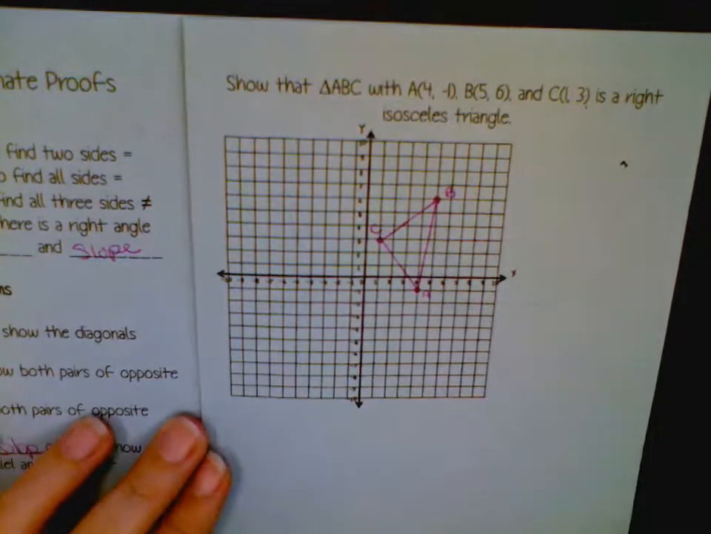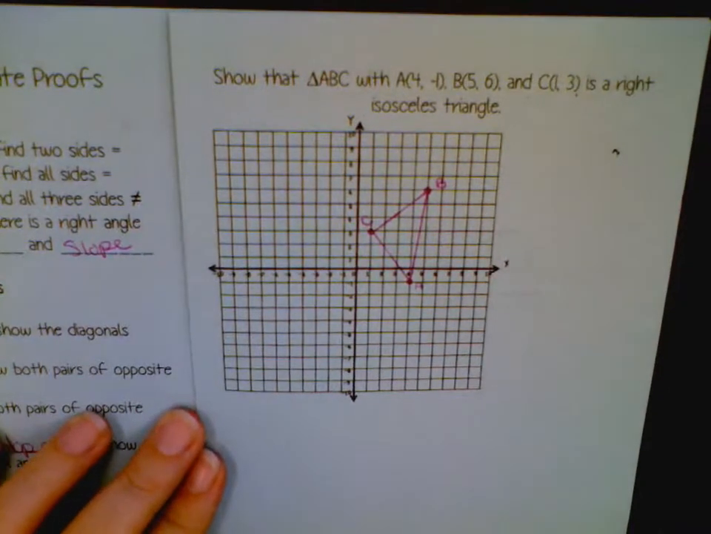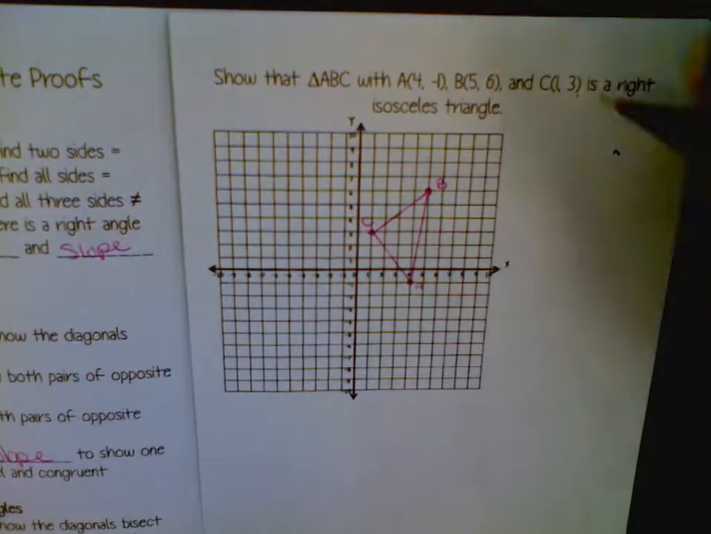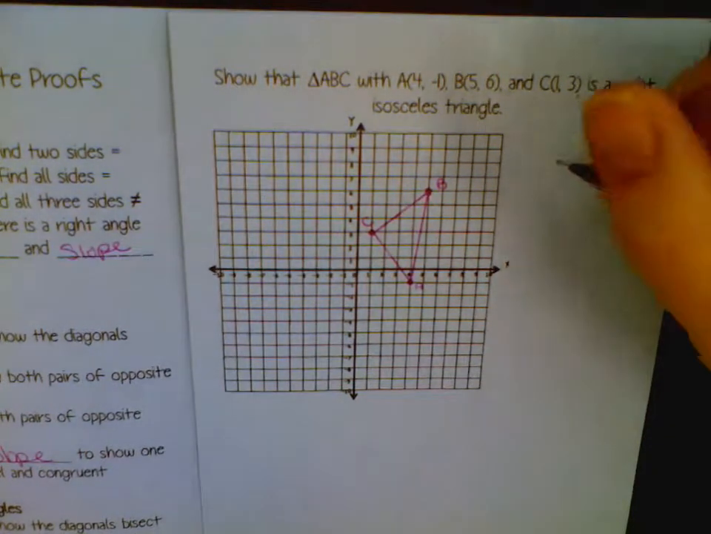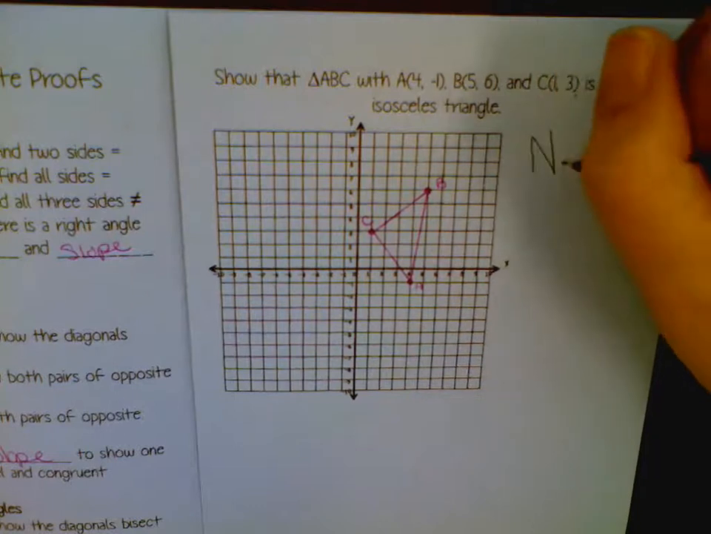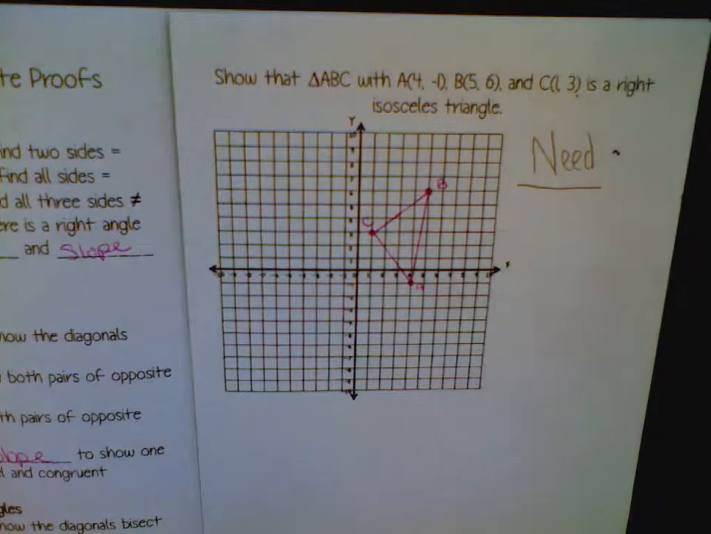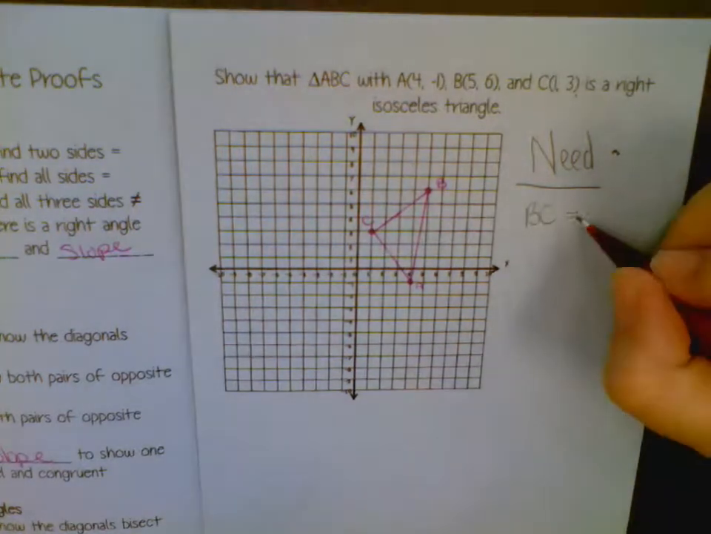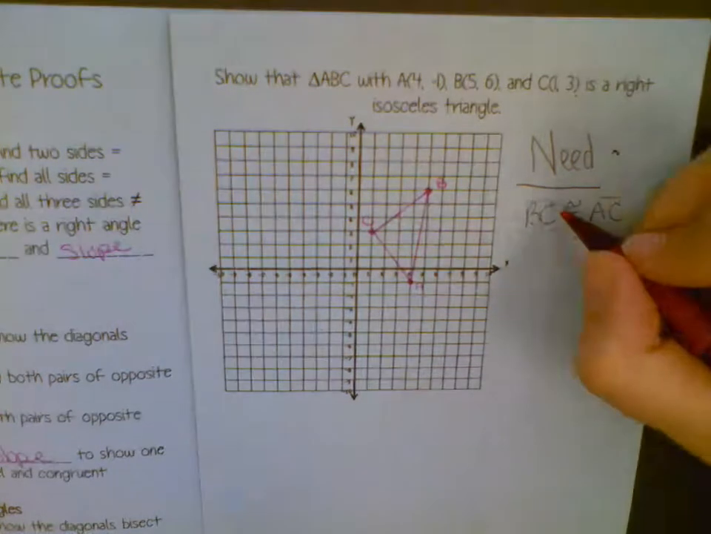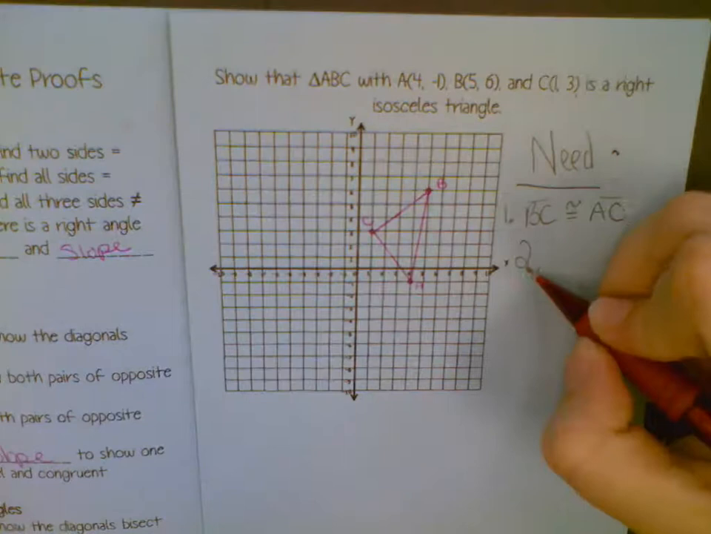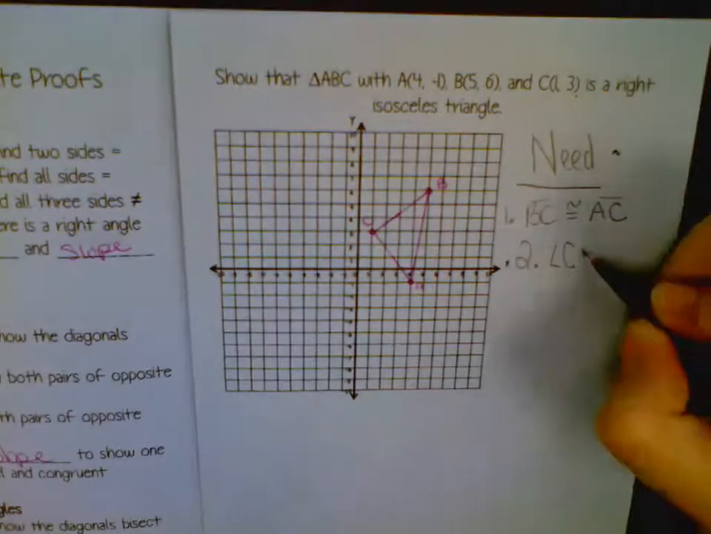Okay, so for our first proof on page 2, it says to show that that triangle is a right isosceles. So if we wanted to do this, I like to make a checklist of what we need to look for. So what we would need for it to be a right isosceles is that it has to have 2 congruent sides. So after graphing it, you can kind of see that BC should be congruent to AC. So we would need to have that. And then we would need to have a right angle. So we would need that angle C is right.